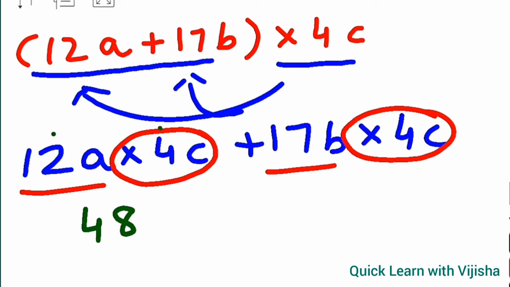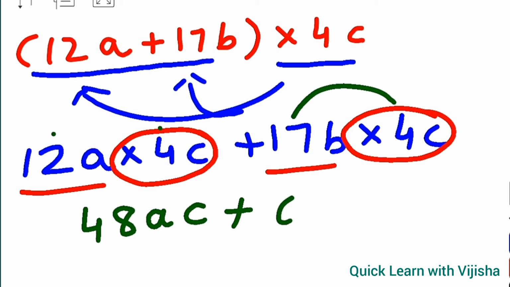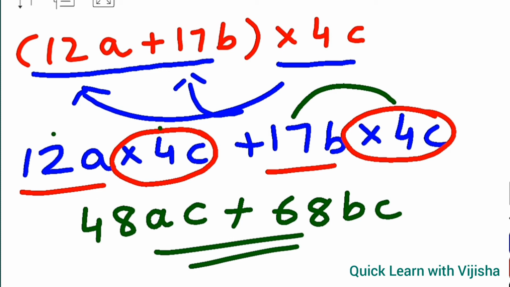Coming for the variables a and c. Understanding children? Plus 17 into 4 is 68. Coming for the variables b, c. So this is your answer. Understanding children? Coming for the next question.